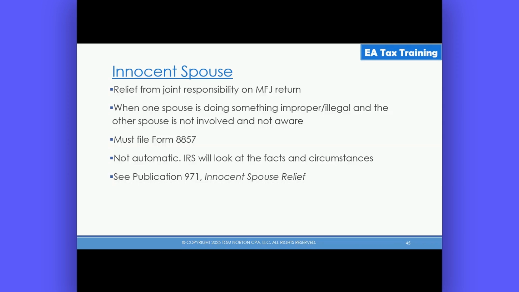And then, of course, a lot of these end up going to court because the IRS and the taxpayer can't agree. So that is innocent spouse. You can find out more about that in this publication. 971 tells you when you qualify, how to apply, what the procedures are, and so forth.